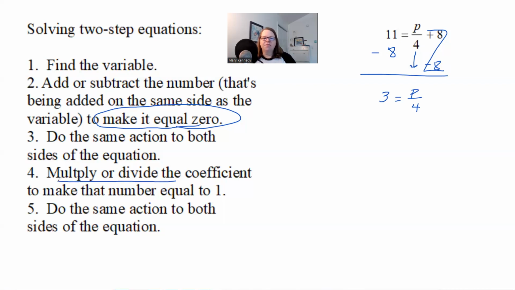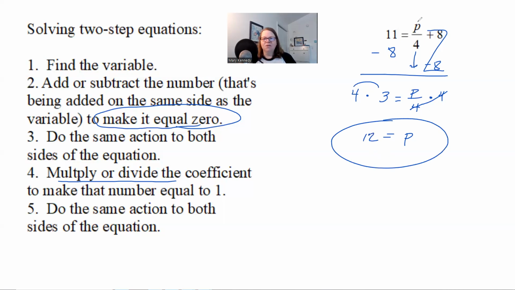Now we're going to multiply or divide whatever coefficient we have here. So it says p over 4. That means p divided by 4. Well, to solve an equation, you just do the opposite. So instead of divide by 4, we're going to multiply by 4. And whatever we do to one side, we do to the other. So that way we get rid of the 4s. 4 divided by 4 is 1. So we have p equals 4 times 3, which is 12. And that's it. That's our solution.